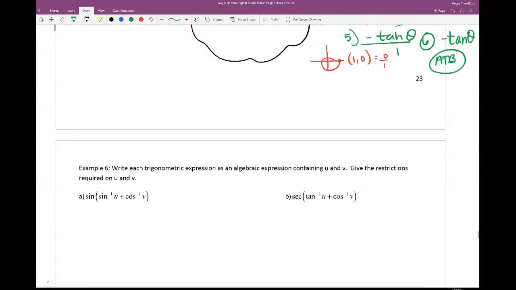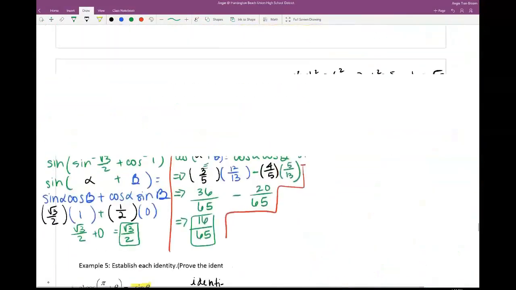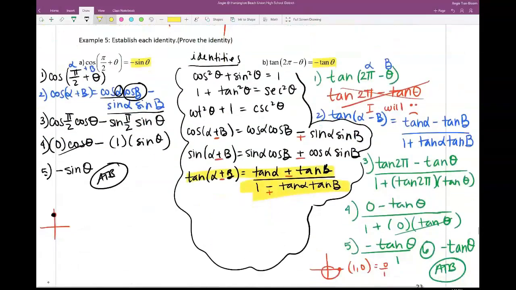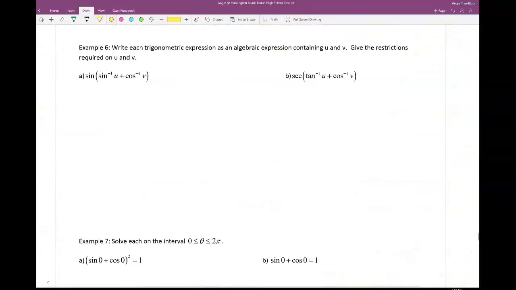Okay, so let's recap what we did in example 4 to give you an idea. So in example 4, remember we let this one be alpha and this one be beta right here? We're going to do the same thing. Okay, this is alpha, and this is beta. And we draw 2 triangles. Sometimes you can't draw a triangle, then just make a dot. Here we go.